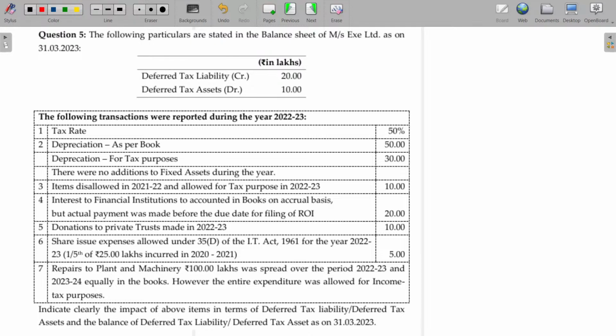The following particulars are stated in the balance sheet of Messrs. X Limited as on 31/3/23. Deferred tax liability, deferred tax asset already exist in your balance sheet. Opening balances.